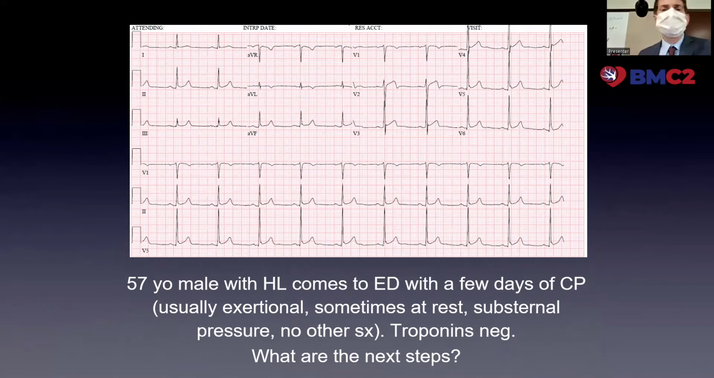I'm going to start with a case example. A 57-year-old man with hyperlipidemia comes into the emergency department with a few days of chest pain. Usually it's exertional, but not always. Occasionally it's happening at rest. It's a substernal chest pressure, no other symptoms. Troponins are negative. The EKG has some intermediate findings. So, what are our options from here?